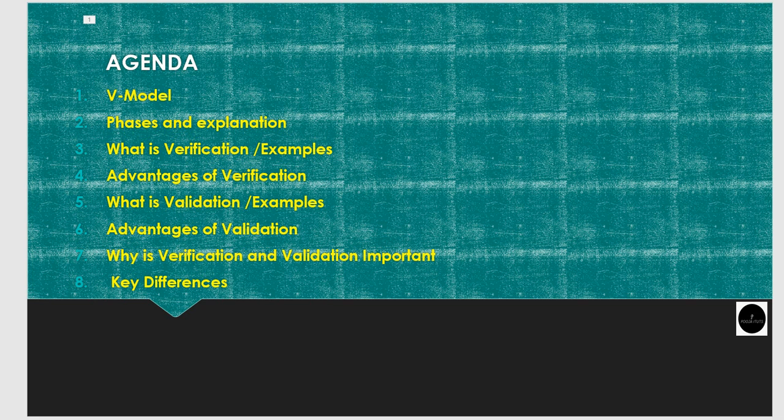So today's agenda, we are going to see V model phases and explanation. What is verification? Examples. Advantage of verification. What is validation? Examples. Advantage of validation. Why is verification and validation important and the key differences?